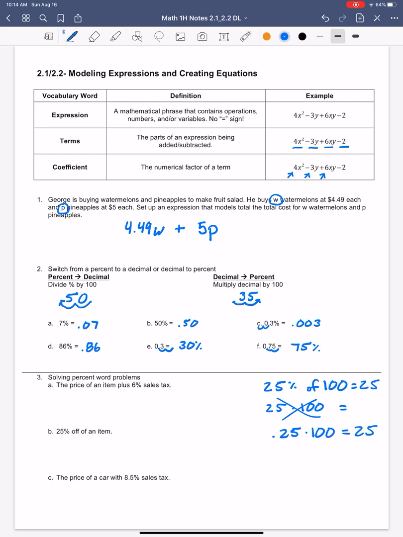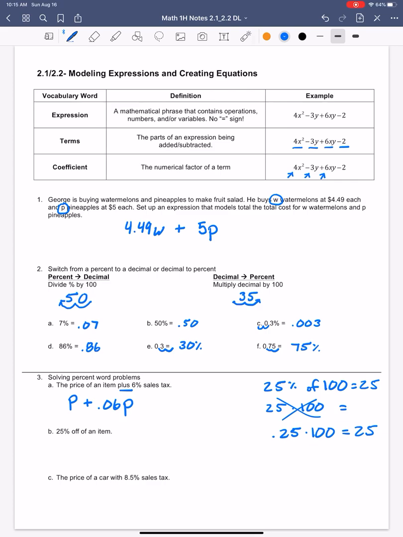It says the price of an item. We don't know what the price of that item is, so I'm just going to leave that as P. Okay, that's the price of the item, plus 6% sales tax. I'm going to convert this 6% to a decimal, which is 0.06. But it's not just plus 6 cents, it's 6% of that item. So I have to do 0.06P so that I have this together. This would be the price of the item plus 6% of that item, and I would get the total.